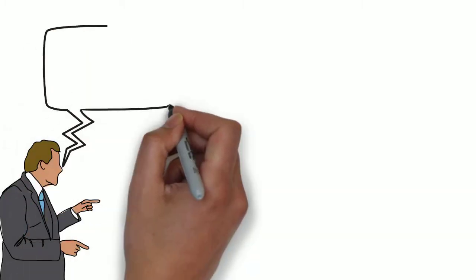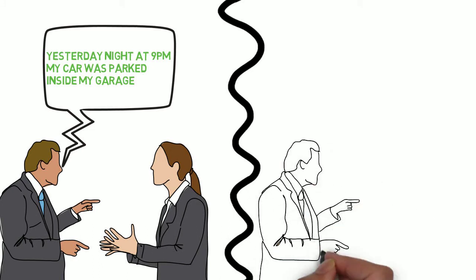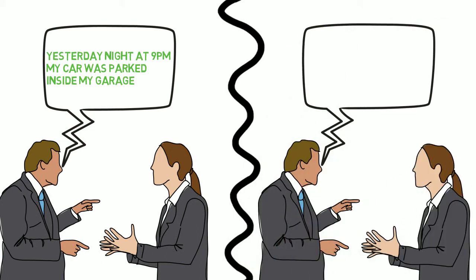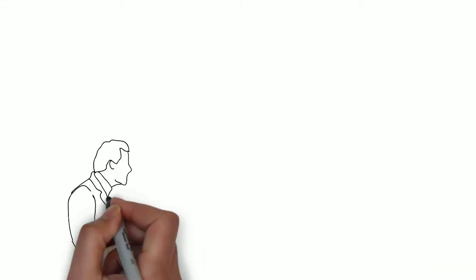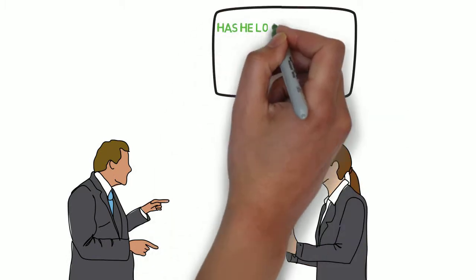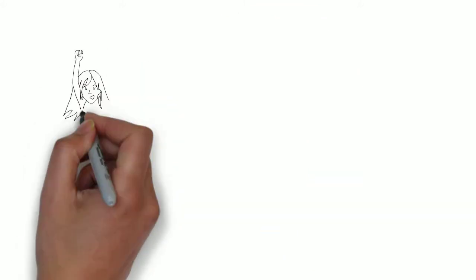If I were to say to you that yesterday night at 9 p.m. my car was parked inside my garage, then I walked away and then I came back and said that yesterday night at 9 p.m. my car was parked outside on the road, you might look at me and think, has he lost part of his mind? Does he know what he just said? That was a complete contradiction.